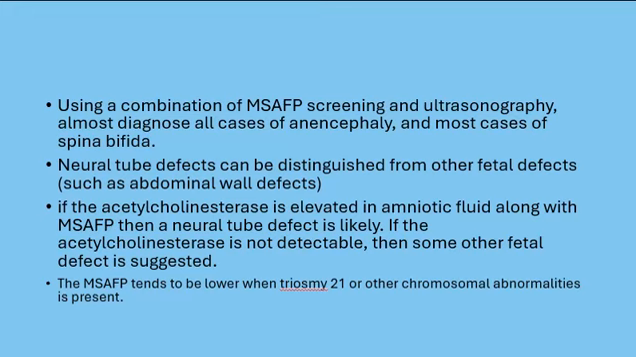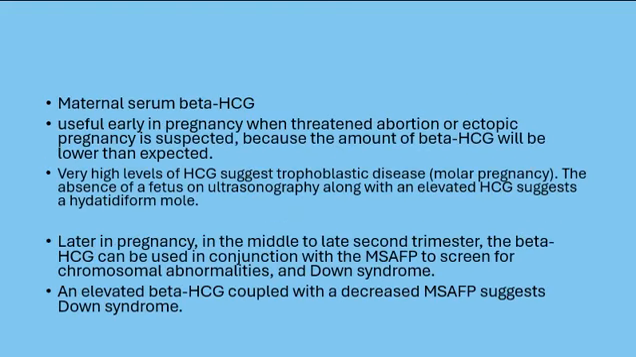Maternal serum beta-HCG. Useful early in pregnancy when threatened abortion or ectopic pregnancy is suspected, because the amount of beta-HCG will be lower than expected. Very high levels of HCG suggest trophoblastic disease, molar pregnancy. The absence of a fetus on ultrasonography along with an elevated HCG suggests a hydatidiform mole.